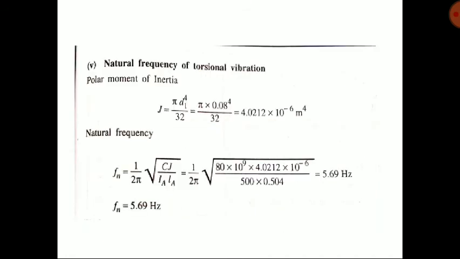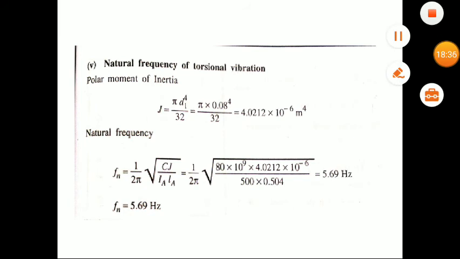Next we are going to natural frequency. J is equal to pi d1 raised to 4 by 32. For the equivalent shaft we are assuming pi d1 raised to 4 by 32. So natural frequency is 1 by 2 pi into root of C J by LA IA. LA you know, IA we know. So Fn is equal to 5.69 hertz. So that's all.